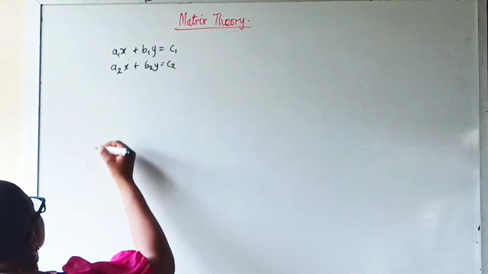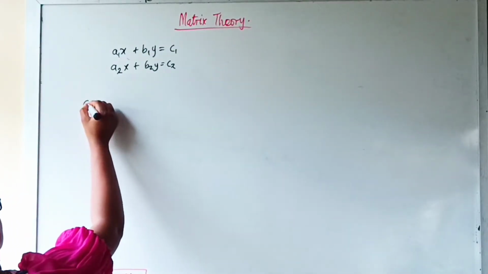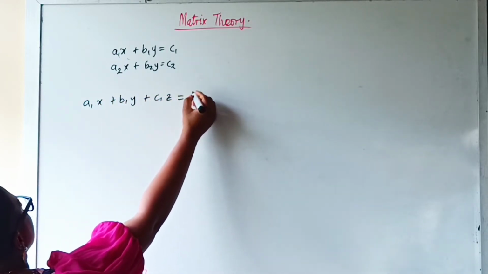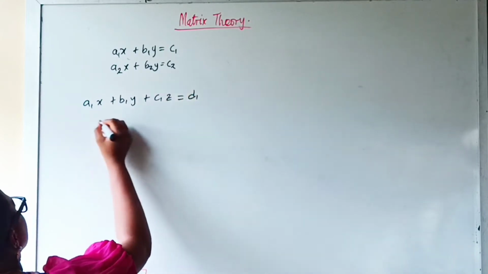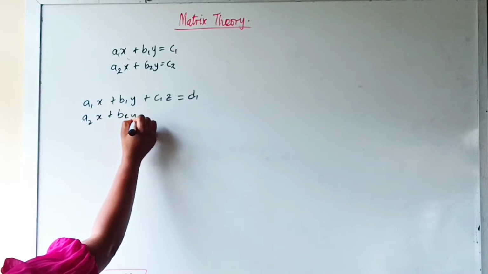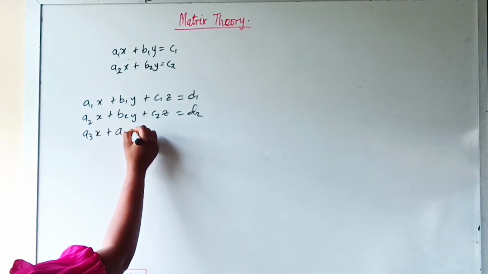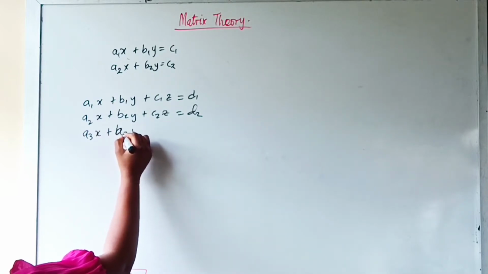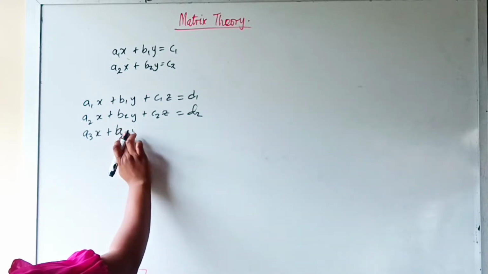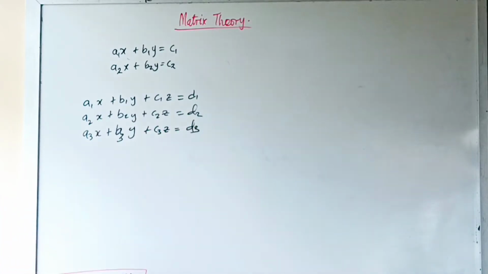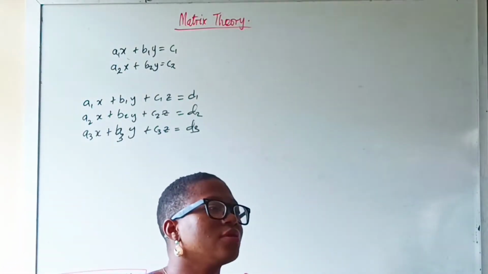What if they increase it to a1x plus b1y plus c1z equal to d1? Why did they increase it to this? Is this still a simultaneous equation? Yes, it's still a simultaneous equation. Only the dimension has changed.